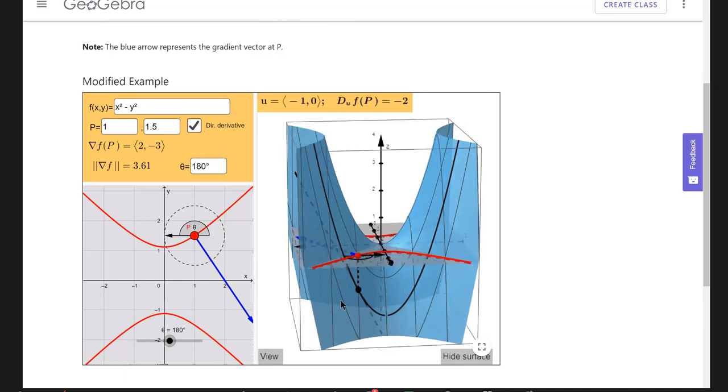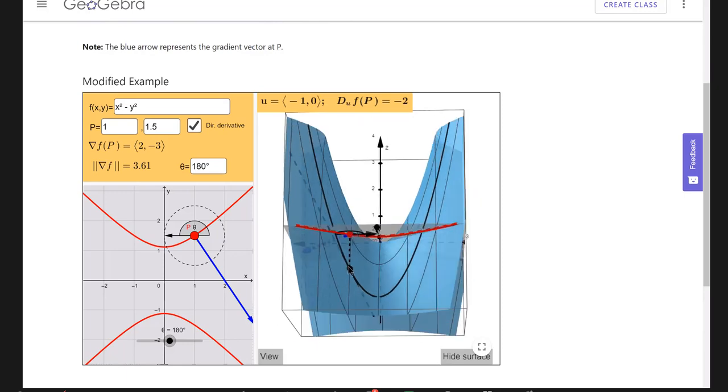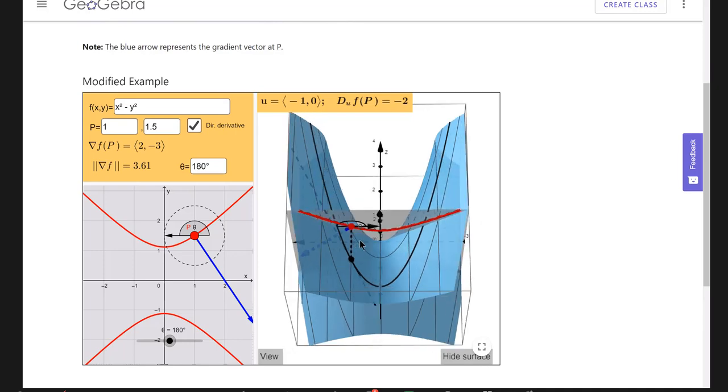For example, here, still at the point (1, 3/2), if I were to step in the direction of (-1, 0), so going backwards in the x direction, my rate of change would be negative. I can't see the tangent line there because it's so coincident with that parabola, but as I step in that direction, my y values will be falling. But what we're interested in is where that directional derivative is the greatest.